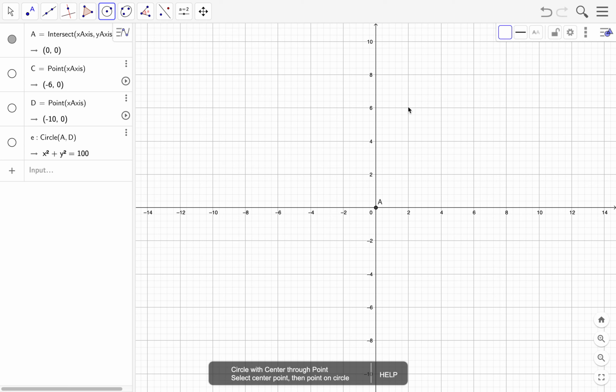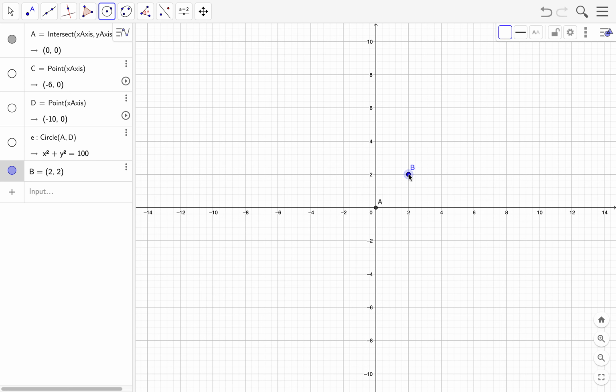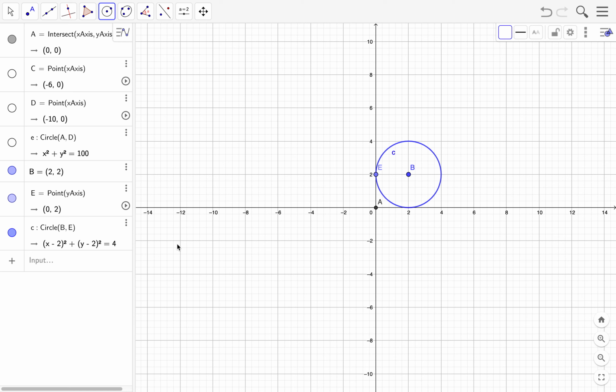So I'm going to go to this point here, which is 2, 2, and I'm going to give it a radius of, we'll say, 2. And here we have the equation of that circle. So we have x minus 2 squared plus y minus 2 squared.